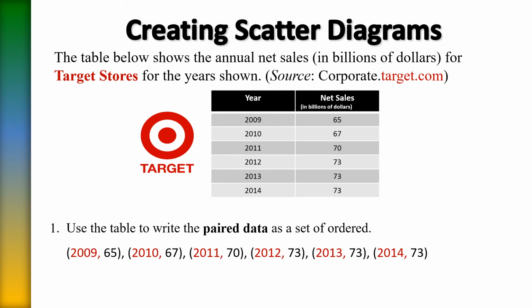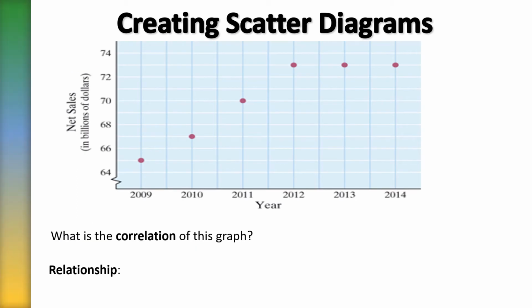So you would just simply take these points and then you would go and plot them. And once you plot them, you'll be able to analyze that data to determine what or if there are any trends or correlation between the two relationships. So here's the data. We went ahead and graphed the data for you to create what we call a scatter diagram, aka scatter plot. So what is the correlation of this graph?